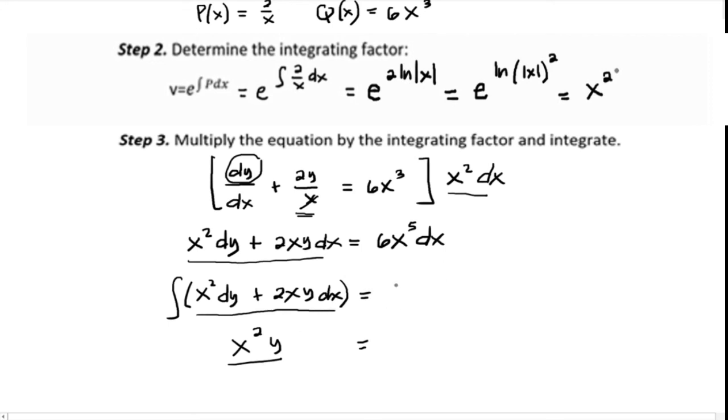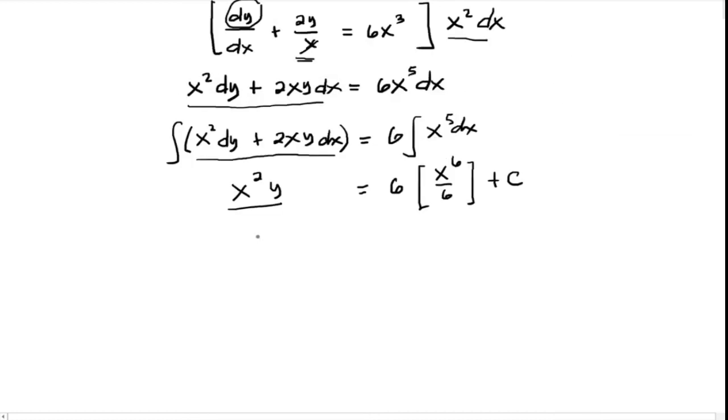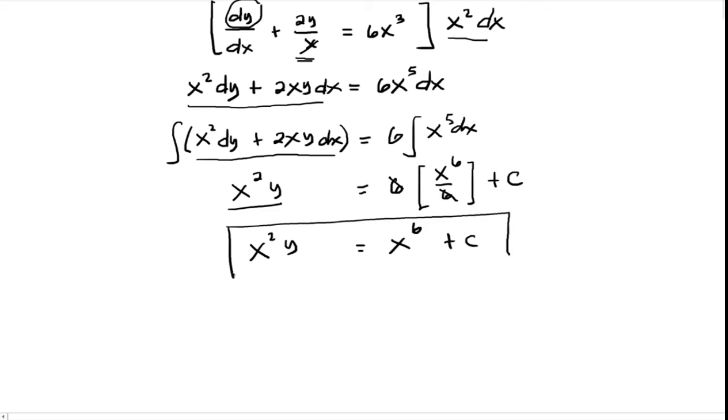Then we can integrate here 6 times the integral of x to the 5th dx. So we have here 6. Then the integral of x to the 5th is x raised to 6 over 6 plus the constant. Then simplify, we have x squared y is equal to x raised to 6, since these are cancelled, plus the constant. This is our final answer.